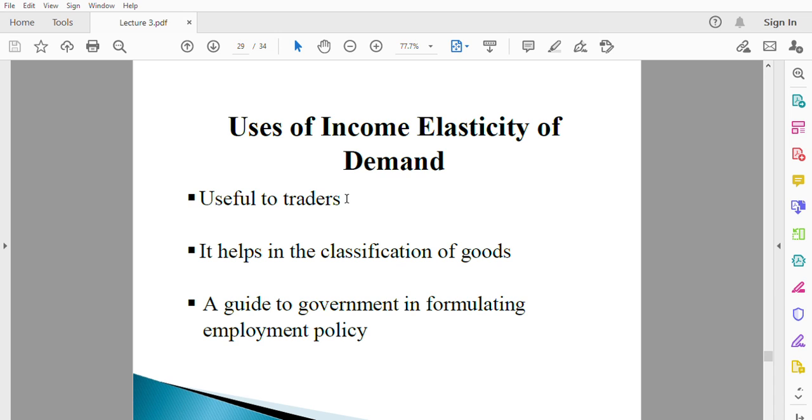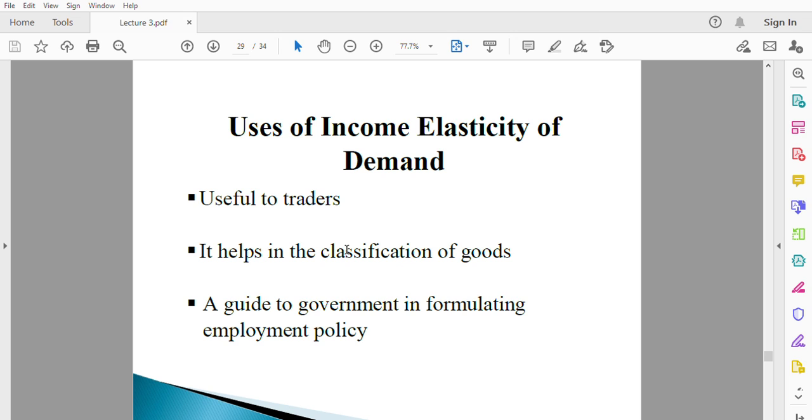So in this case, Gari may be considered as inferior. Not inferior to everyone anyway, because when you go to Nigeria, Gari is not really inferior. But in Ghana or some places in Ghana, when you have less income, you buy more of Gari. But when you have more income, you buy less. So it means it's inferior. It helps also in classification of goods. So if you're able to classify a good you are selling as inferior or normal, it helps you know how to price it, how to sell it, and everything.